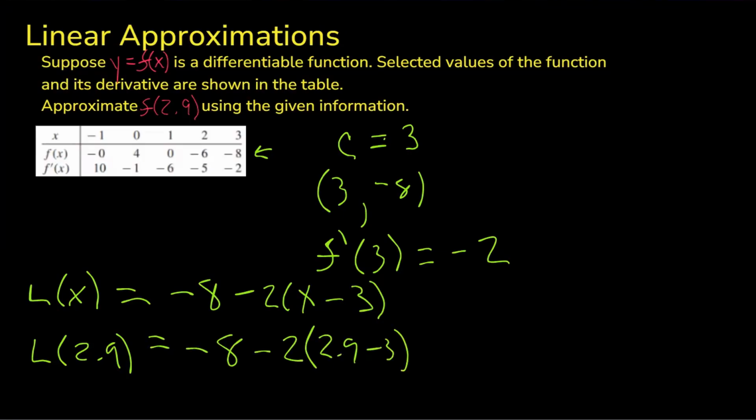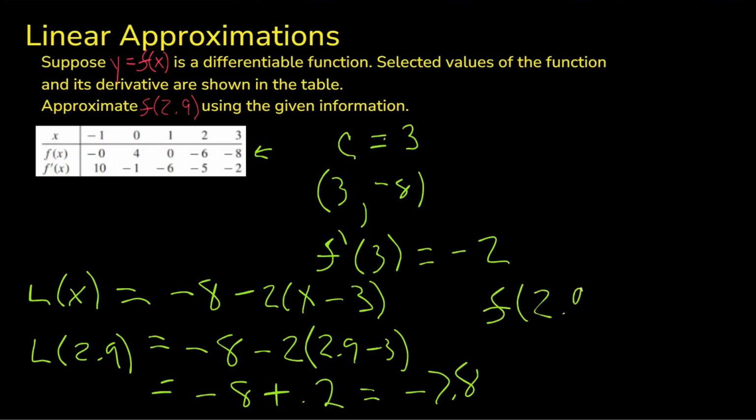Notice 2.9 minus 3 is -0.1. So this would be -8 plus 0.2, which is -7.8. So at the end of the day, we would say that f of 2.9 is approximately equal to -7.8.